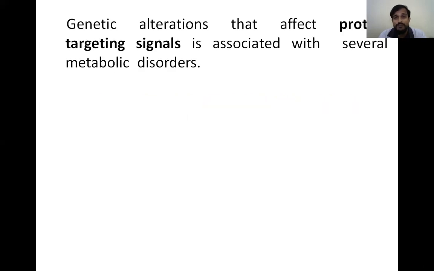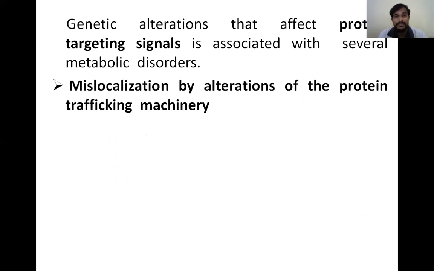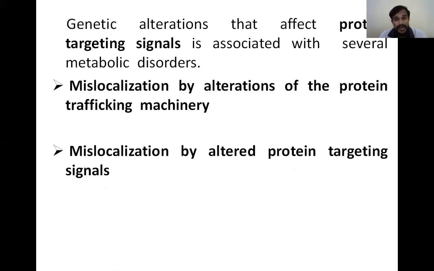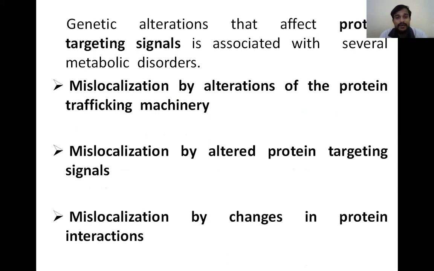And coming to the disorders of protein targeting, the genetic alteration that affects protein targeting signals is associated with several metabolic disorders. Mislocation can occur by alteration of protein trafficking machinery, or by altered protein targeting signals, or by changes in the protein interactions. When the mislocation occurs, the newly formed protein or enzyme or hormone cannot reach its target destination and it may reach wrongly to some other organelle. So that leads to different disorders.